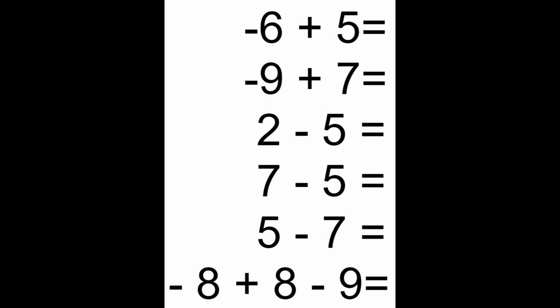Now, the last one was very tricky. The answer was negative 9. So, negative 8 plus 8, negative and positive means subtraction. 8 minus 8 is 0. So then 0. And then 0 minus 9 is negative 9.